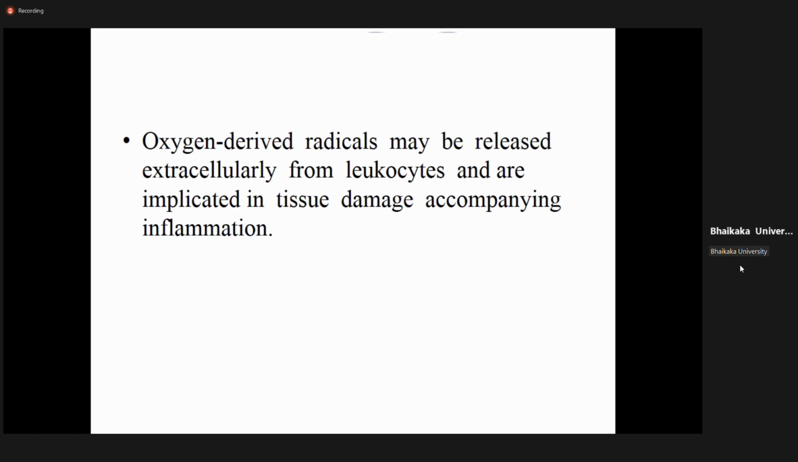But the side effect of this is these oxygen-derived radicals may be released extracellularly from the leukocytes, and which may cause tissue damage that accompanies the inflammation. These oxygen-derived radicals can get released in the adjacent area and will damage normal tissue, which will exacerbate the inflammatory response or process.